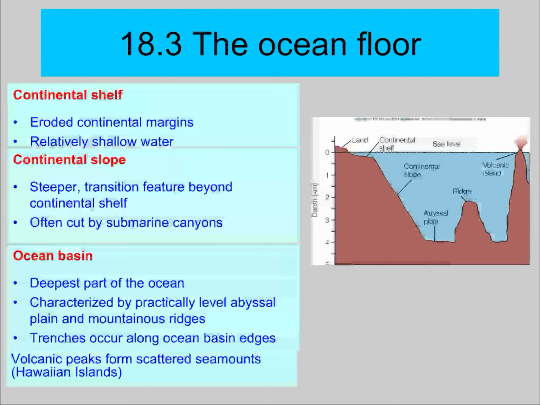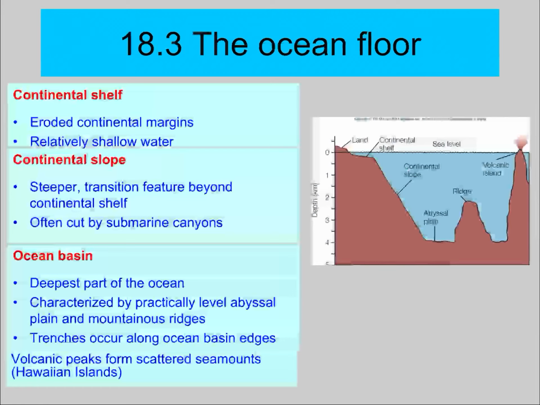All right, so the ocean floor. The ocean floor is made up of different regions. The continental shelf is the part that we tend to be on when we go to the beach. It's the eroded continental margins, relatively shallow water. The continental slope is the steeper transition feature beyond the continental shelf. You can see here it slopes off. It's often cut by submarine canyons, so underwater canyons.